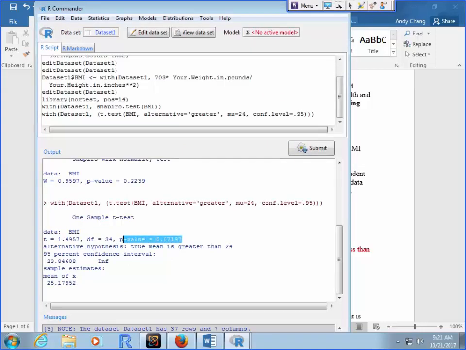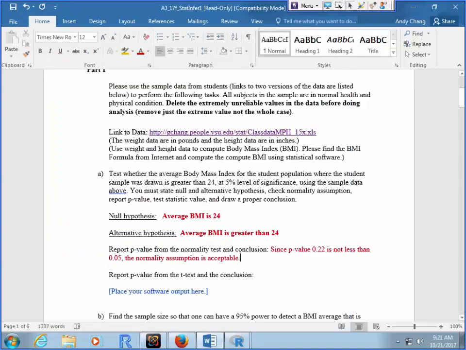You get this p-value for the t-test that is 0.07, which is not less than 0.05, okay? And it's actually for testing whether the true mean is greater than 24 or not. Okay, so the p-value is around 0.07, right? This p-value, 0.07, is not less than 0.05.